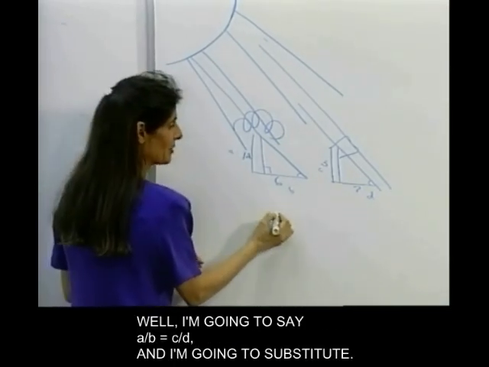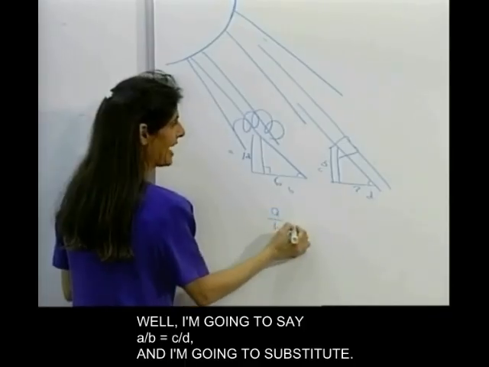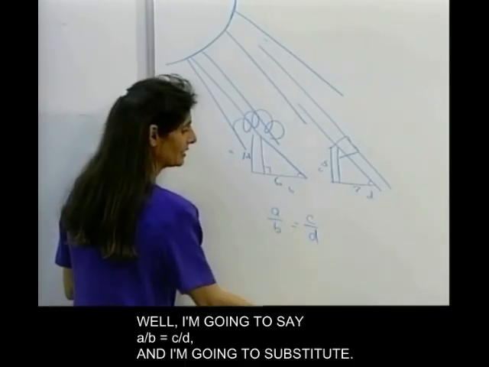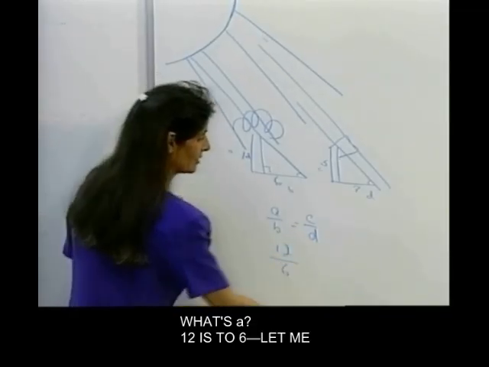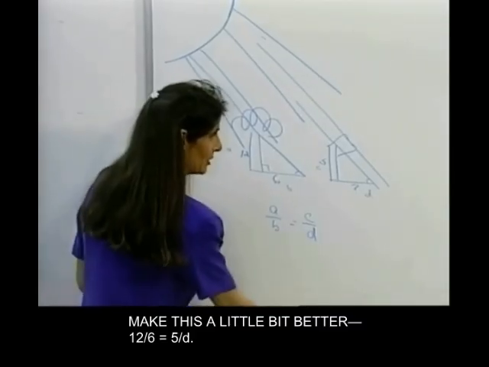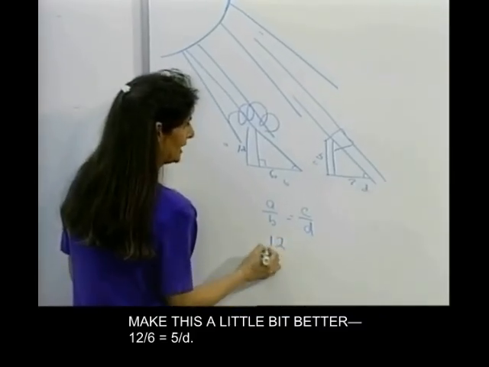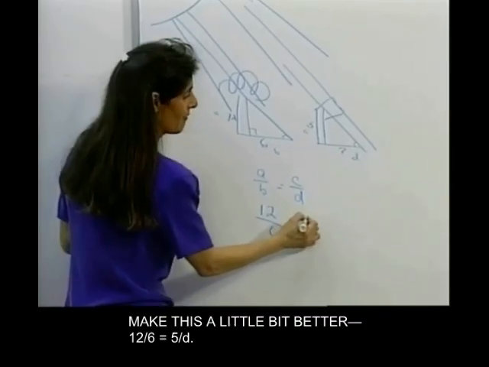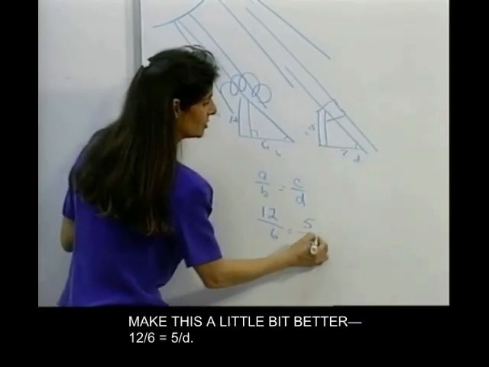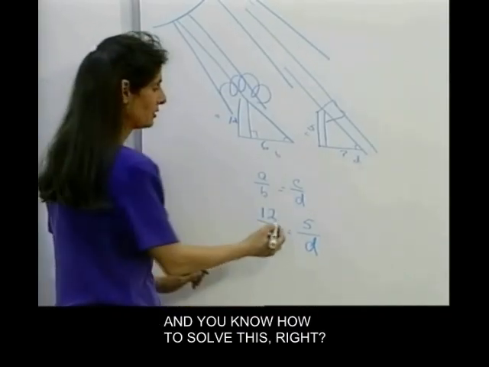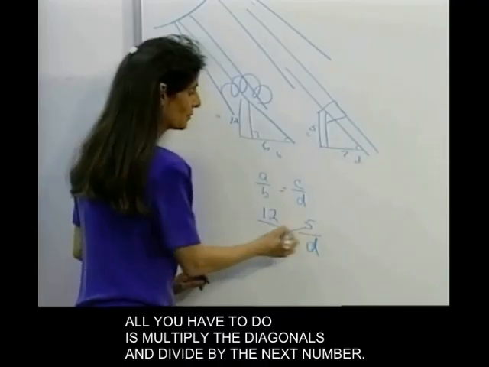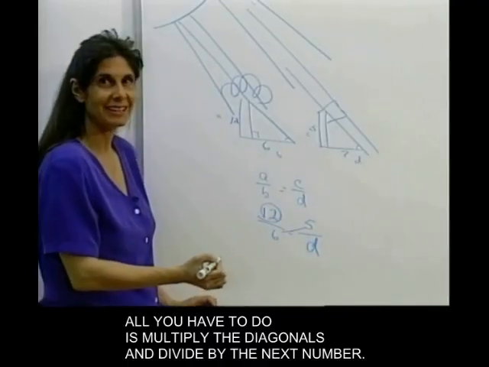Well, I'm going to say A is to B as C is to D, and I'm going to substitute. What's A? 12 is to 6 as 5 is to D. And you know how to solve this, right? All you have to do is multiply the diagonals and divide by the next number.